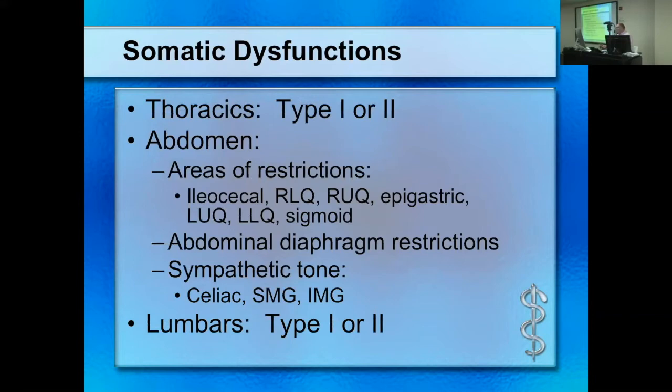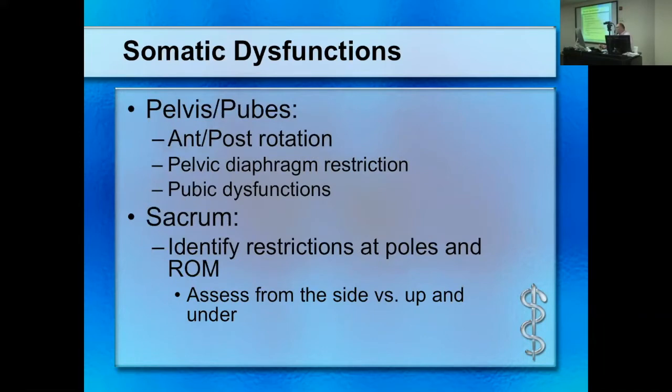And then, of course, your sympathetic tone and the lumbars. Pubes, especially with knees and problems that are in there. If they have a knee replacement, oftentimes they can have somatic dysfunctions in those areas that can cause them problems trying to get out there and walk as they're going through PT. And then there's the sacrum.